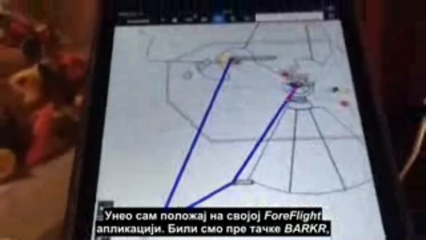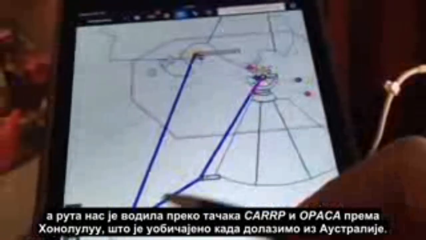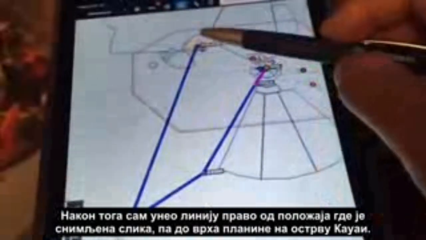Again, I said it was about 250 nautical miles out of Honolulu. I plotted the position on my ForeFlight app. We were before Barker, and the route was taking us via Carp and Apaka into Honolulu, which is fairly common when we're coming from Australia. What I then did was take a line straight from the position where the screenshots were taken to the top of the mountain in Kauai. And if we look at the flight plan calculation, you'll see that's giving us 252 nautical miles. So that's what we're going to have a look at when we look at these calculations.